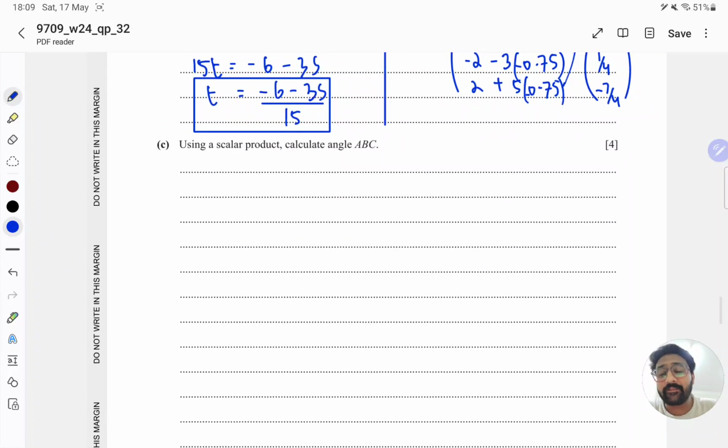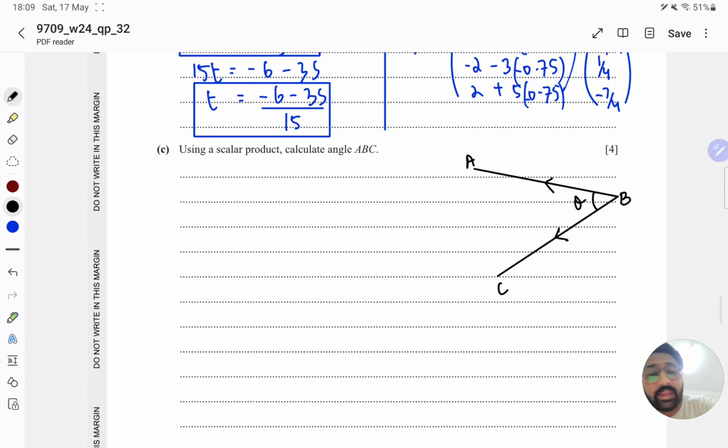Let's move to the C part. The C part says, using a scalar product, calculate angle ABC. For finding the angle ABC, that's how the diagram looks. This is the angle B, this is A, and this is C. This is the angle theta that we need to calculate. Always remember that the direction of the vectors has to be away. They need to go outside the angle.